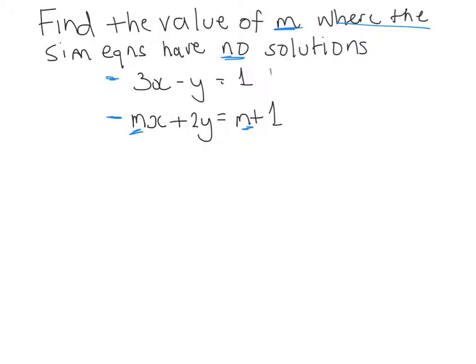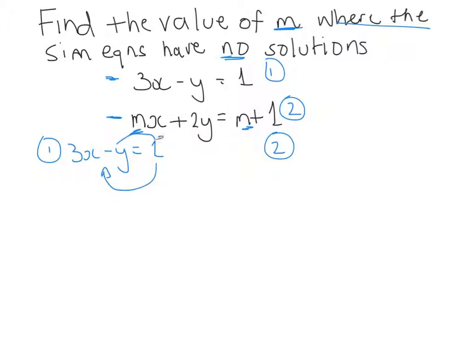So let's take equation number 1 here and figure out the gradient in that, and equation number 2 and figure out the gradient for that. With this one, 3x minus y is equal to 1, if we took the 1 across to there and the minus y across to there, we'd end up with 3x minus 1 is equal to y. So that would mean the gradient would be equal to 3 and the intercept would be minus 1.